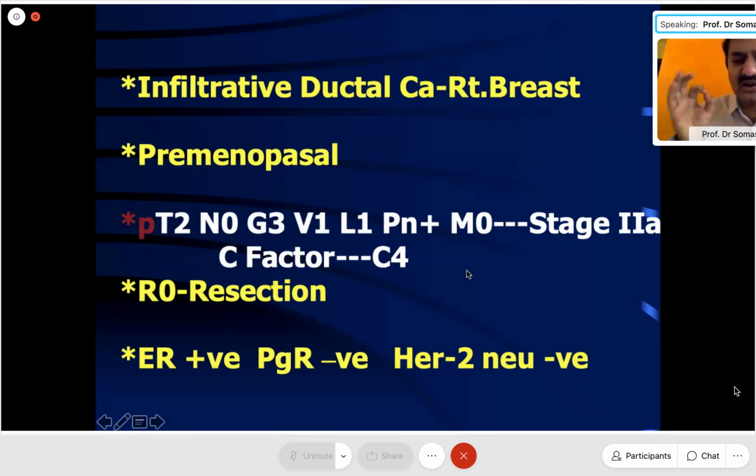Every tumor. So how do you completely stage? Infiltrative ductal carcinoma in a premenopausal lady, pathological after surgery, T2, N0, grade 3, it is not a multiple tumor, otherwise M2, V1, G3, L1, Pn, perineural invasion, M0, stage 2A, C factor C4, R0 resection, prognostic marker. So this is how a complete staging is done and ticked and done.